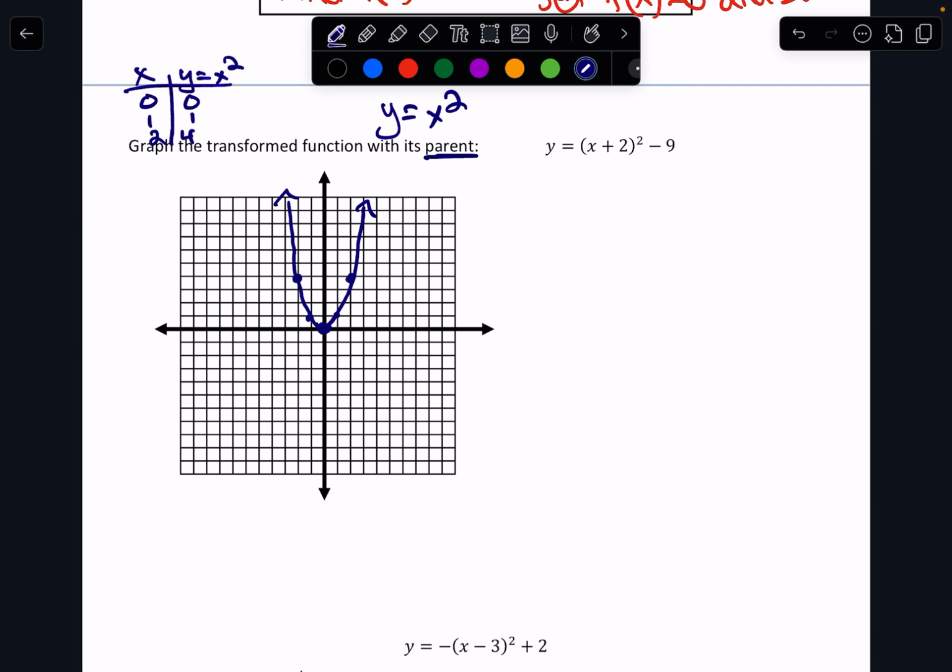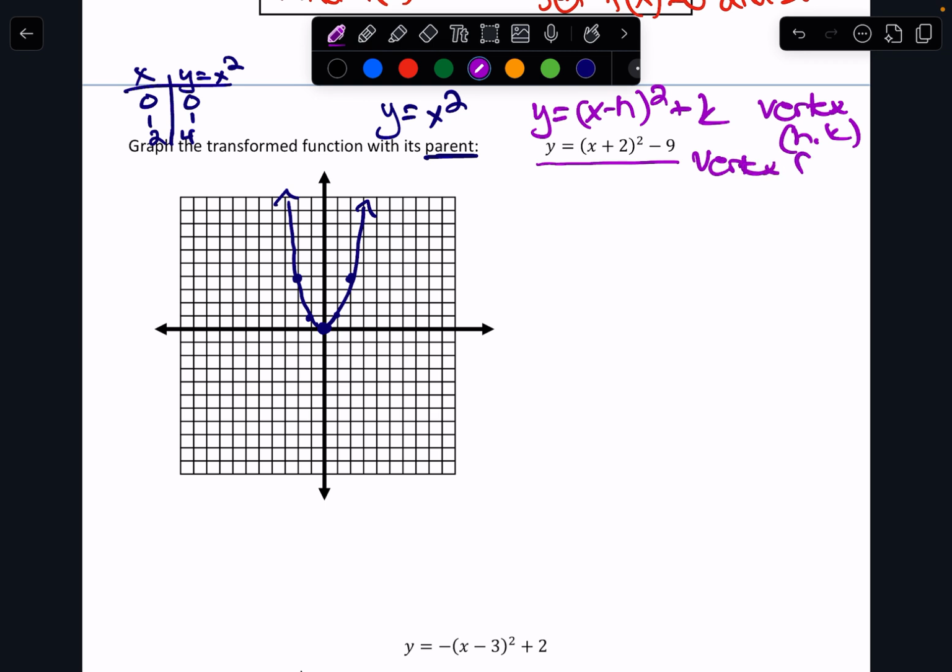Now, let's look at what we have here. We have y equals (x plus 2) squared minus 9. Now, this is in the vertex form. y equals (x minus h) squared plus k, right? It looks exactly like that. Now, remember that our vertex is (h, k). So this is what's called the vertex form.